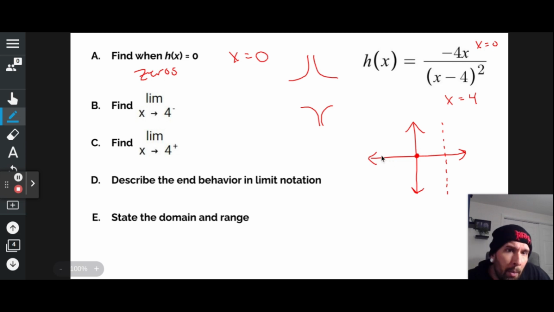If it's positive, then my picture goes up. If it's negative, then my picture goes down. So any number between 0 and 4 is like 1. So if I plug in 1, do I get a positive or a negative value? Well, if I plug in 1, I get negative 4 up top. And if I plug in 1, then I get 1 minus 4, which is negative 3, in parentheses squared, which is 9 on the bottom. And so what it does is it gives me a negative value. So this is going to be negative here.